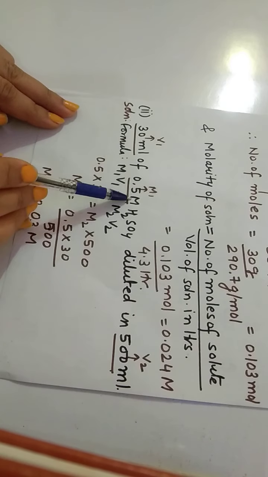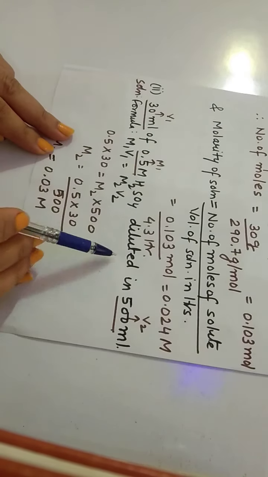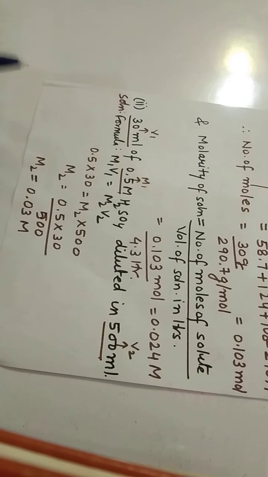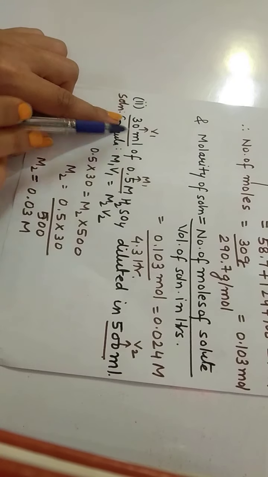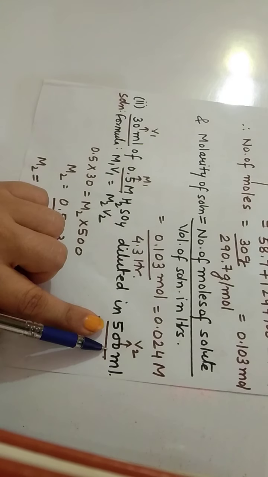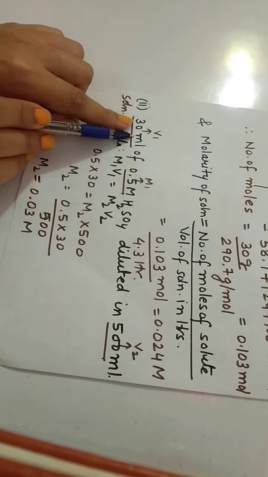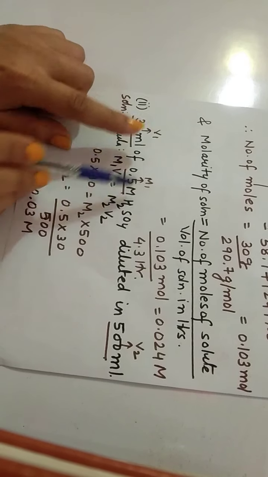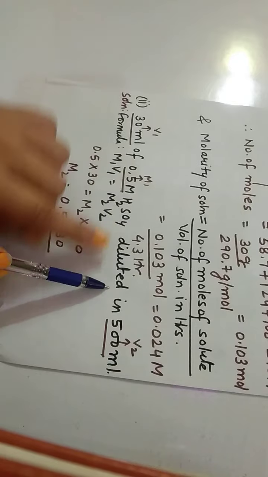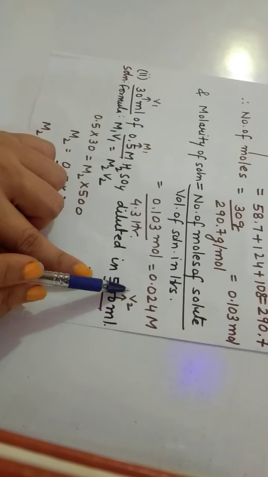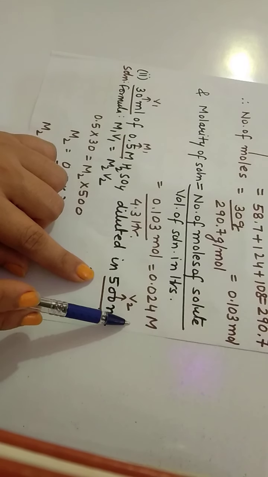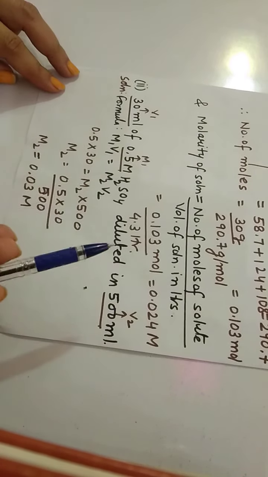30 ml of 0.5 M H2SO4 is diluted in 500 ml. All of you please note that here two volumes are given. Whenever two volumes are given, you write the first one as V1 and the second one as V2. For the first volume, the molarity is also given, 0.5 M, so it will be M1. What you need to find out is the molarity for the second volume, V2. So you need to find the value of M2. In the question, molarity is asked.